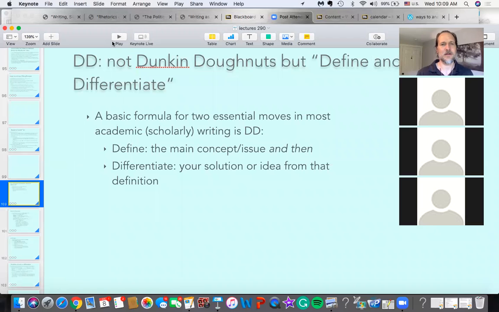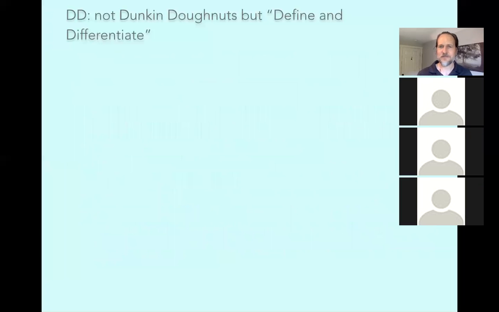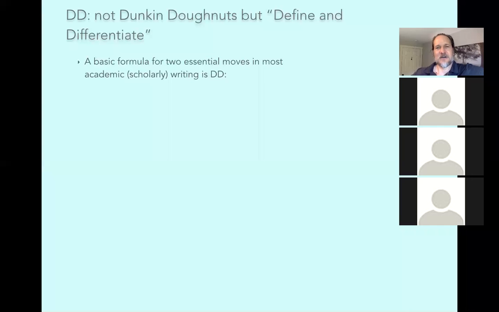I want to talk about some concepts that are pretty essential. One thing, I might take notes on this if you want. I mean, feel free not to as well. But DD is a really good acronym to memorize for academic writing. It's easy because we think of the Dunkin' Donuts logo, and that's why I went with this. The idea is to define and differentiate, and to do so very early in the academic work that you're writing.